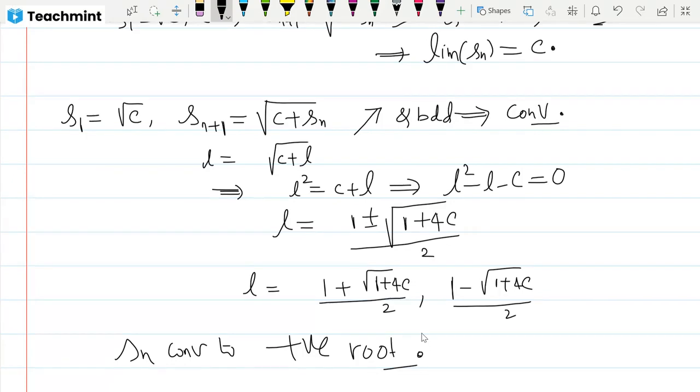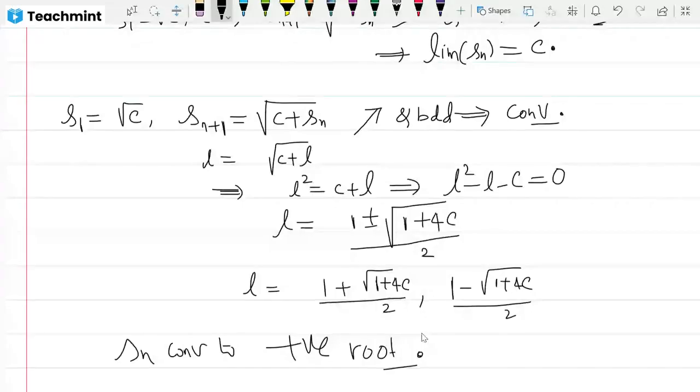If c is positive, then 1 plus square root of 1 plus 4c is always positive. So the sequence converges to 1 plus square root of 1 plus 4c over 2. Okay.